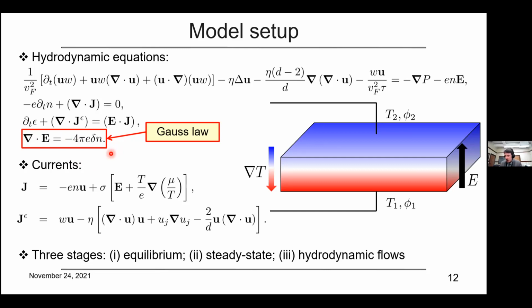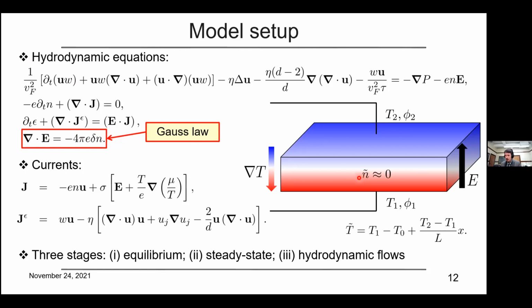And to find out the threshold for convection, we solved the system in three stages, essentially. First stage is to determine the equilibrium state, which is sort of trivial. We just define the equilibrium state without any flows and any motions. Second step is to determine the temperature distribution and electric field in the steady state. So in this case, essentially, we solve the system without any hydrodynamic flows.